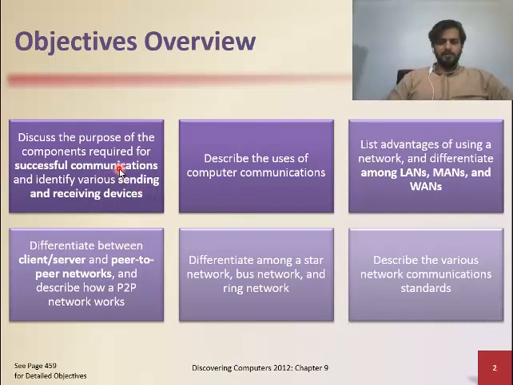Secondly, we describe the use of computer communication. We discuss some of the advantages of communication by using computers, and then we move towards some of our network technologies. So we have three geographical limitations in terms of network designing. We have a LAN, MAN and WAN.